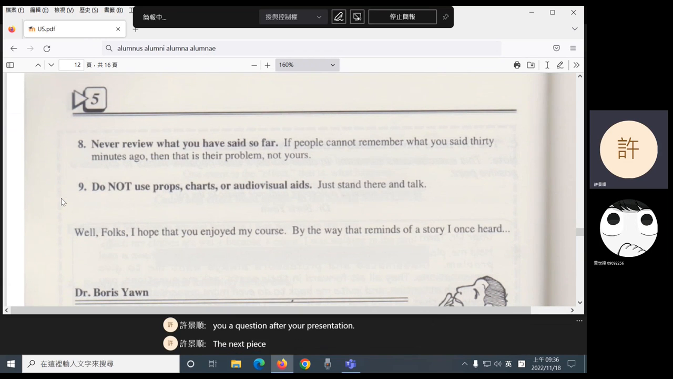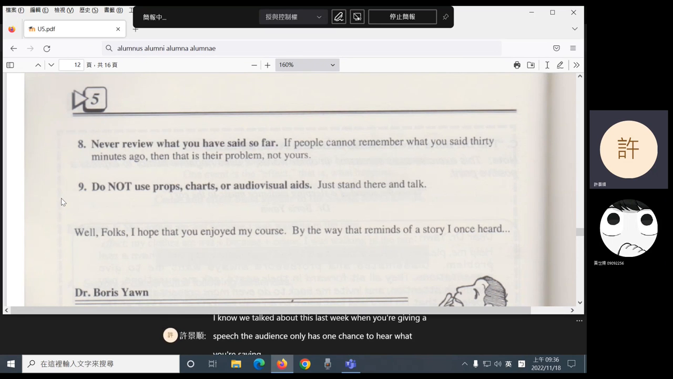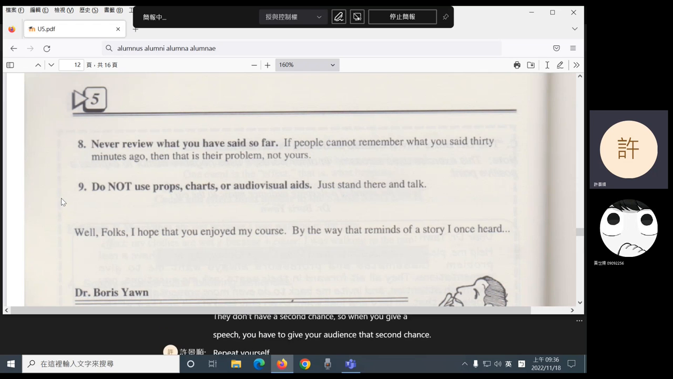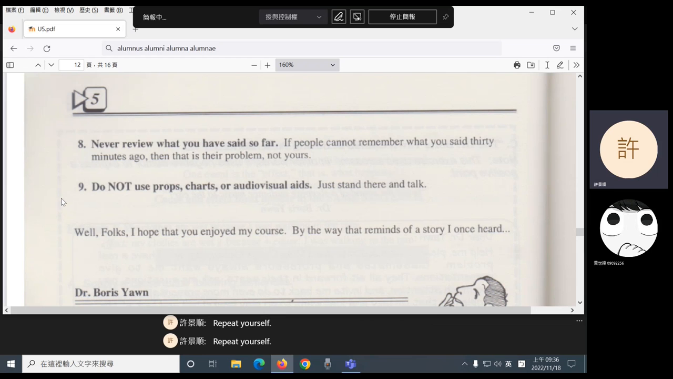The next piece of bad advice is to never review what you have said so far. Now, we talked about this last week. When you're giving a speech, the audience only has one chance to hear what you're saying. If for that moment the audience falls asleep or their phone rings or something happens and they miss what you say, they don't have a second chance. So when you give a speech, you have to give your audience that second chance. Repeat yourself to make sure that the audience did catch what you want to say.